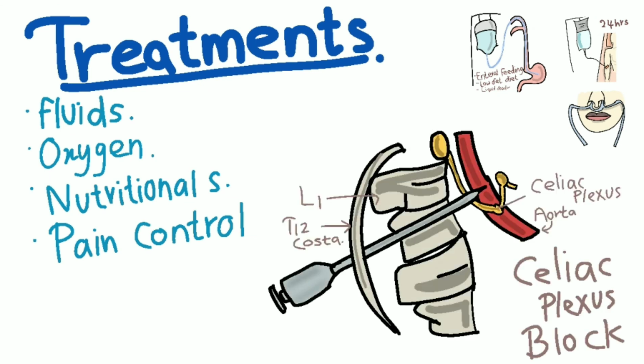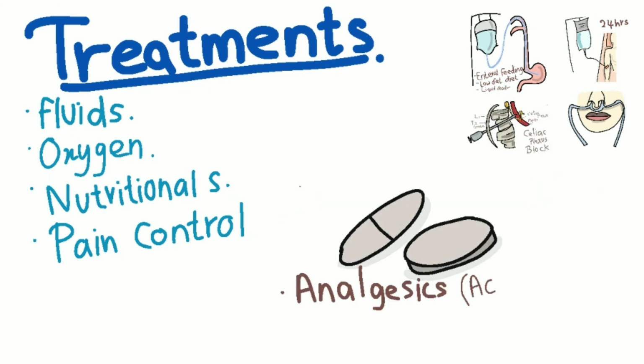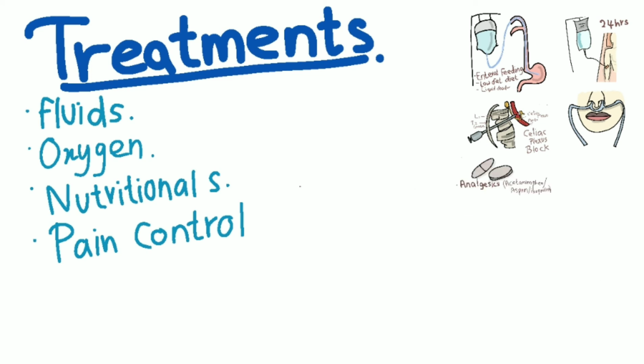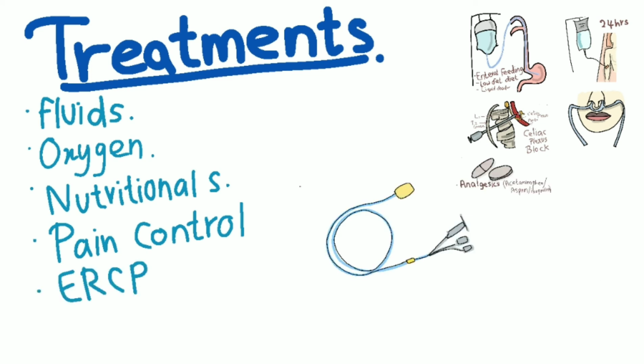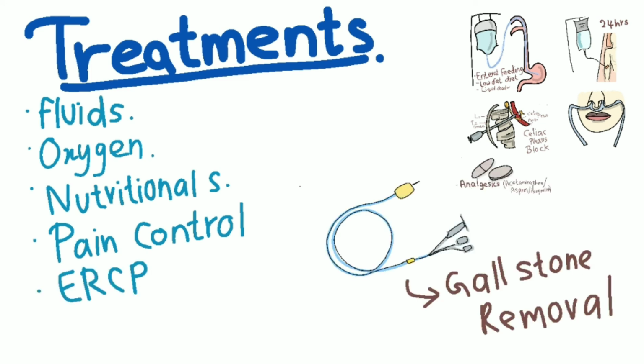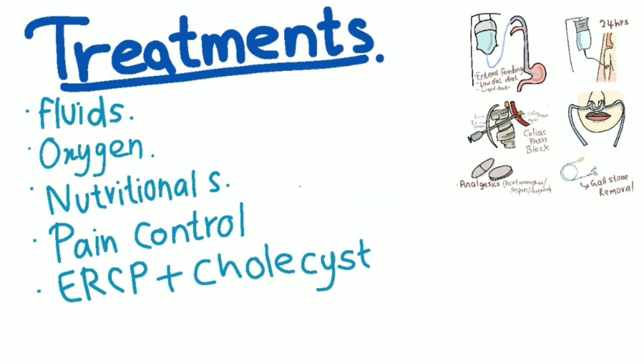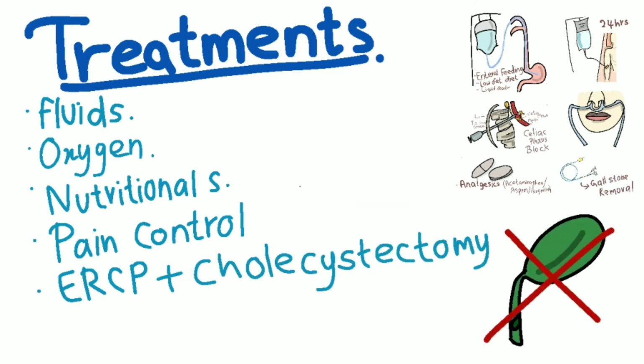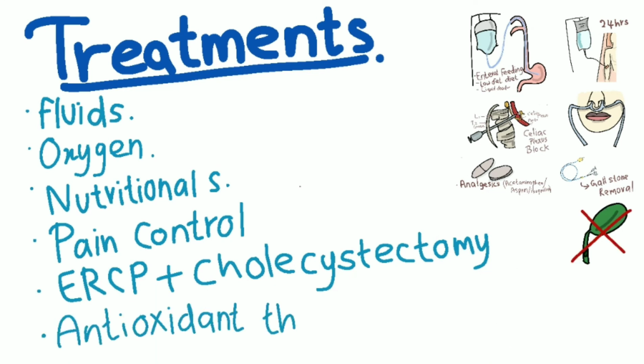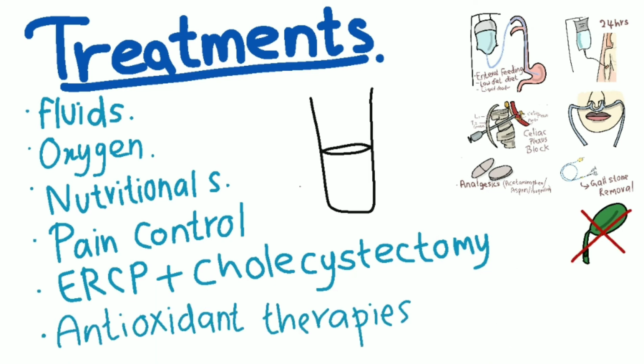Pain control by celiac plexus block. Analgesics are also used. Endoscopic retrograde cholangiopancreatography for the removal of any bile stones. If the bile stones are too severe, then removal of the gallbladder is done. Antioxidant therapies. Most importantly, the alcohol consumption should be stopped.